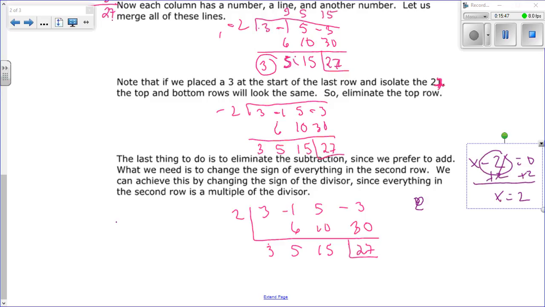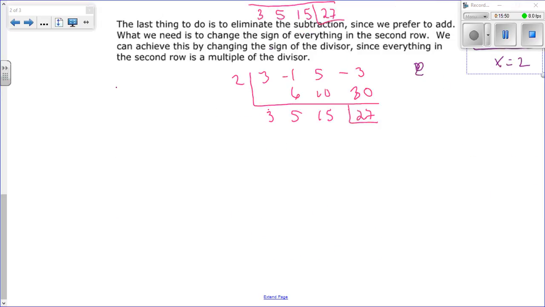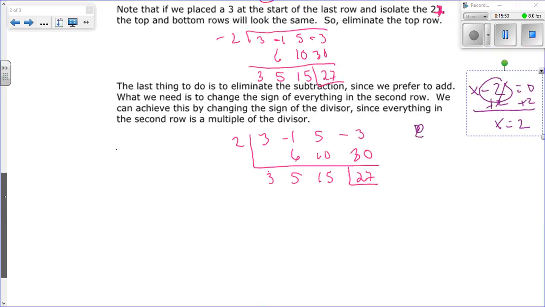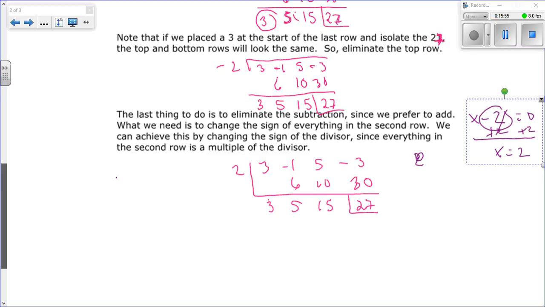And I want to give myself a little bit more room so you can see the explanation a little bit better. So if I have my 2 on the outside and everything that was inside of it, that was 3x cubed, and then it was minus 1x squared plus 5x minus 3. So what I'm going to do with synthetic division is bring my 3 down on the bottom, and I'm going to say 2 times this 3 here is 6, and this is where I write my answer.